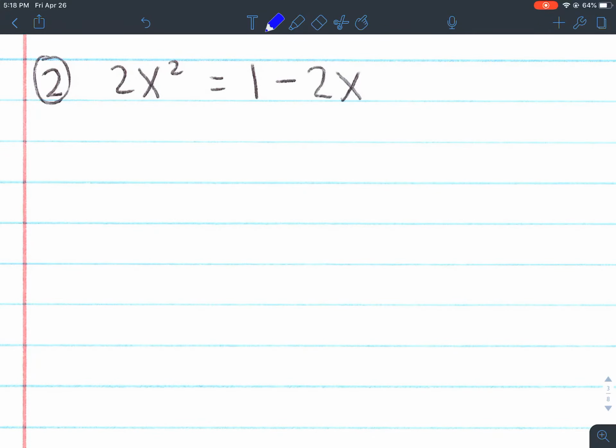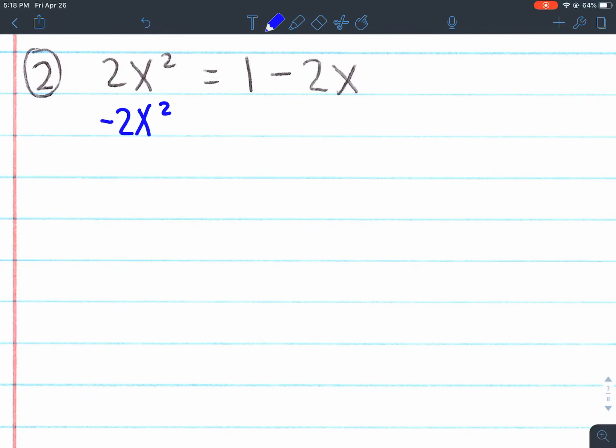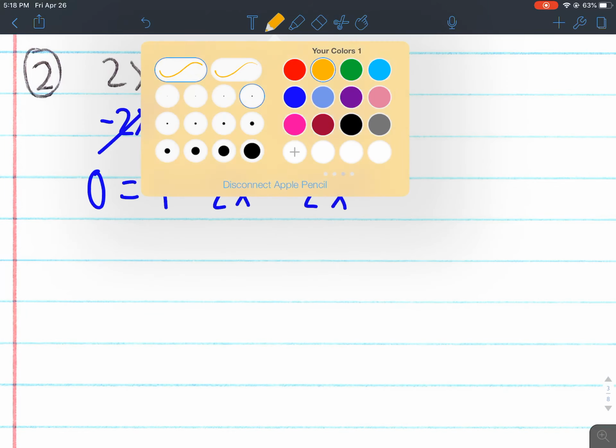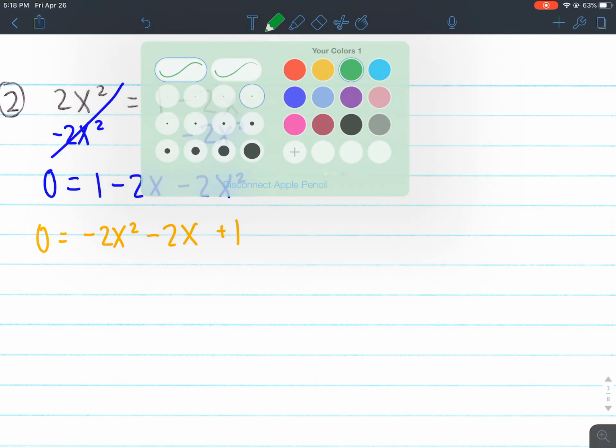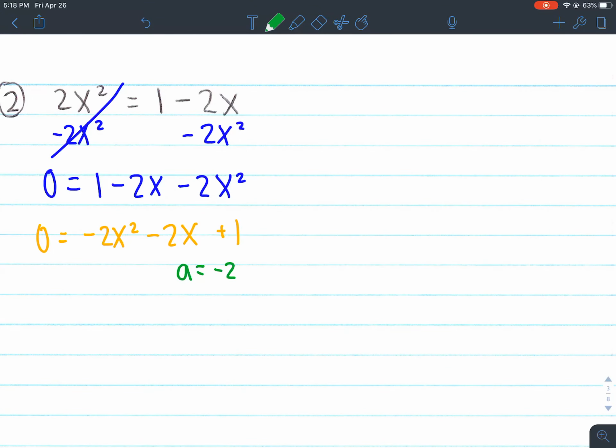Okay, here I need one side to equal 0. That's my first step. Some people might want to move the 1 and the negative 2x over to the left. But personally, I'm going to move the 2x squared to the right. Again, it does not matter for the quadratic formula. It will accept it either way. Okay? So I have 0 equals 1 minus 2x minus 2x squared. And I do want to write this in standard form, so I'm going to move the negative 2x squared to the front, and then the negative 2x and the plus 1 there. Okay, so make sure you bring those signs with it. All right, my a here is negative 2, b is negative 2, and c is 1.